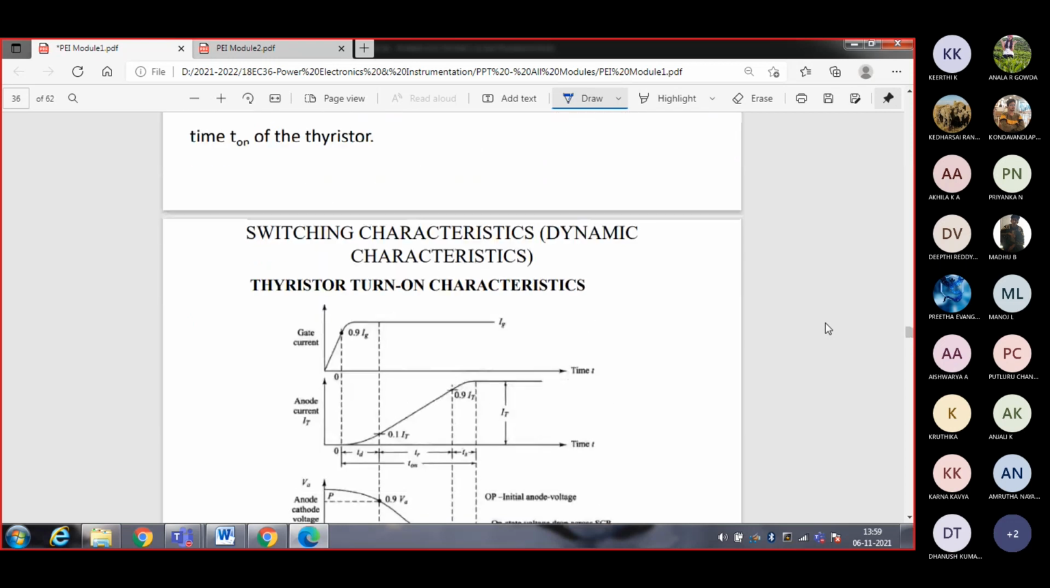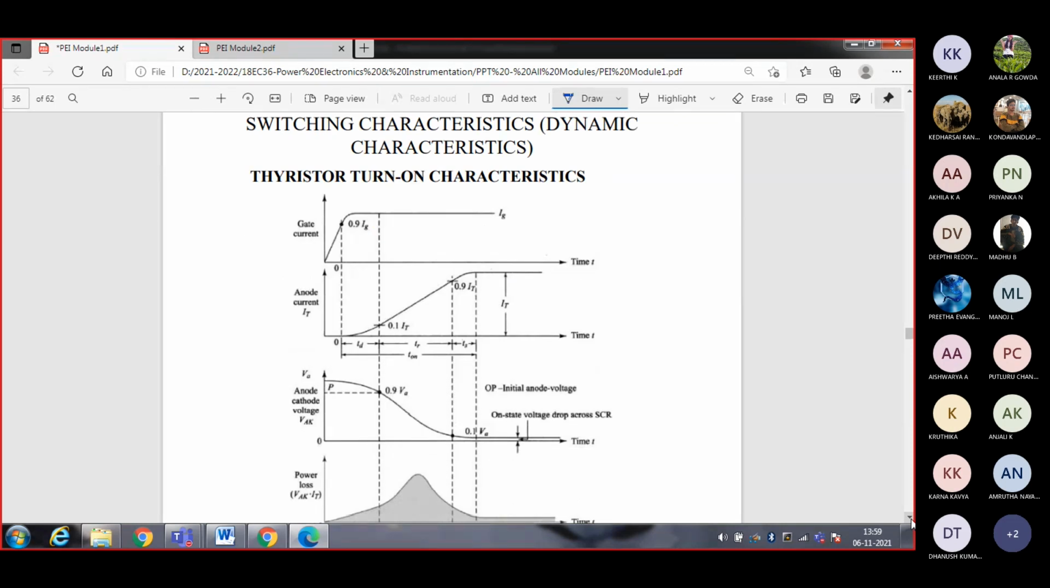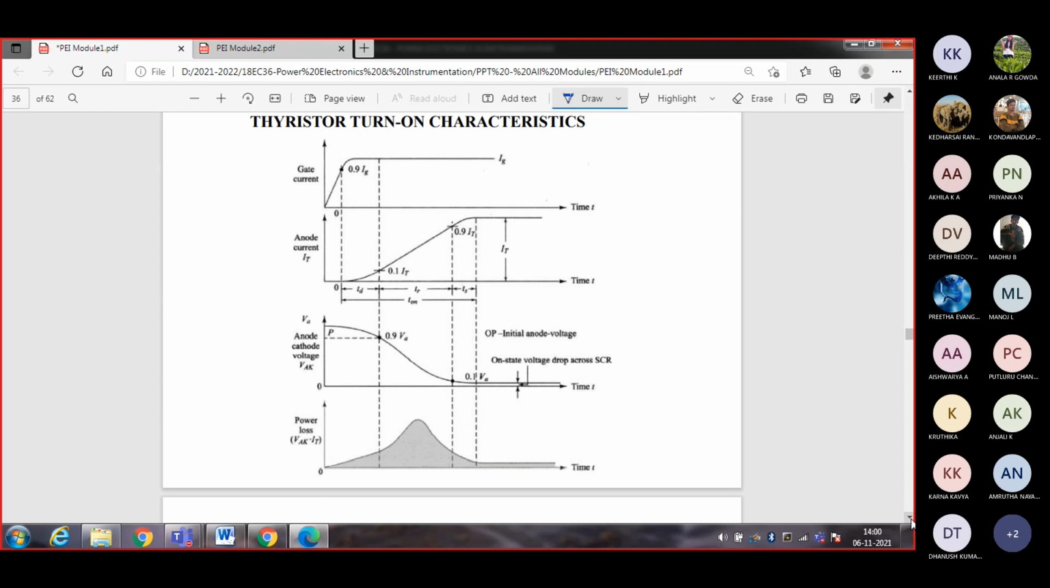Other than that, we'll be having thyristor turn on characteristics, the switching characteristics of a thyristor. So this is the diagram, timing diagram, sorry, VI characteristics. You can go for it. What is the thyristor turn on characteristics? Gate current, anode cathode voltage, and power loss. These characteristics you're supposed to write.